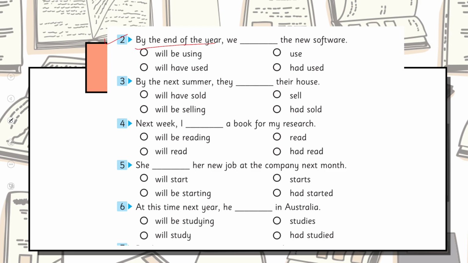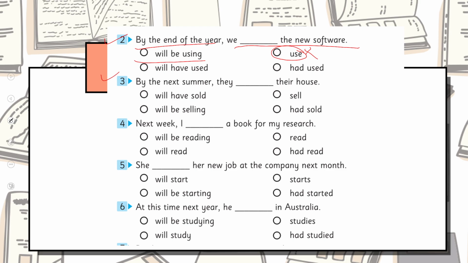Okay, this one. By the end of the year. Now, again, we are talking about future. The new software. By the end of the year. What is the sentence? Is it used? No. Then what? Your auxiliary verb, your helping verb will come over here. Will be used. Will be using the new software.